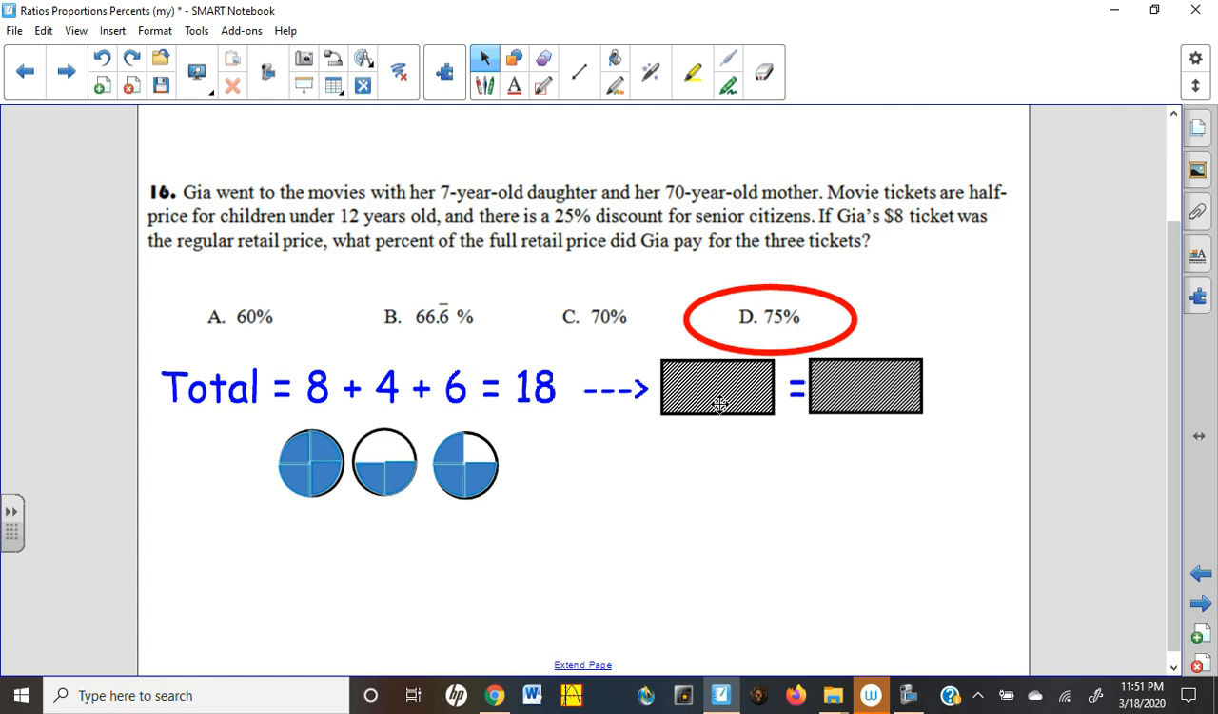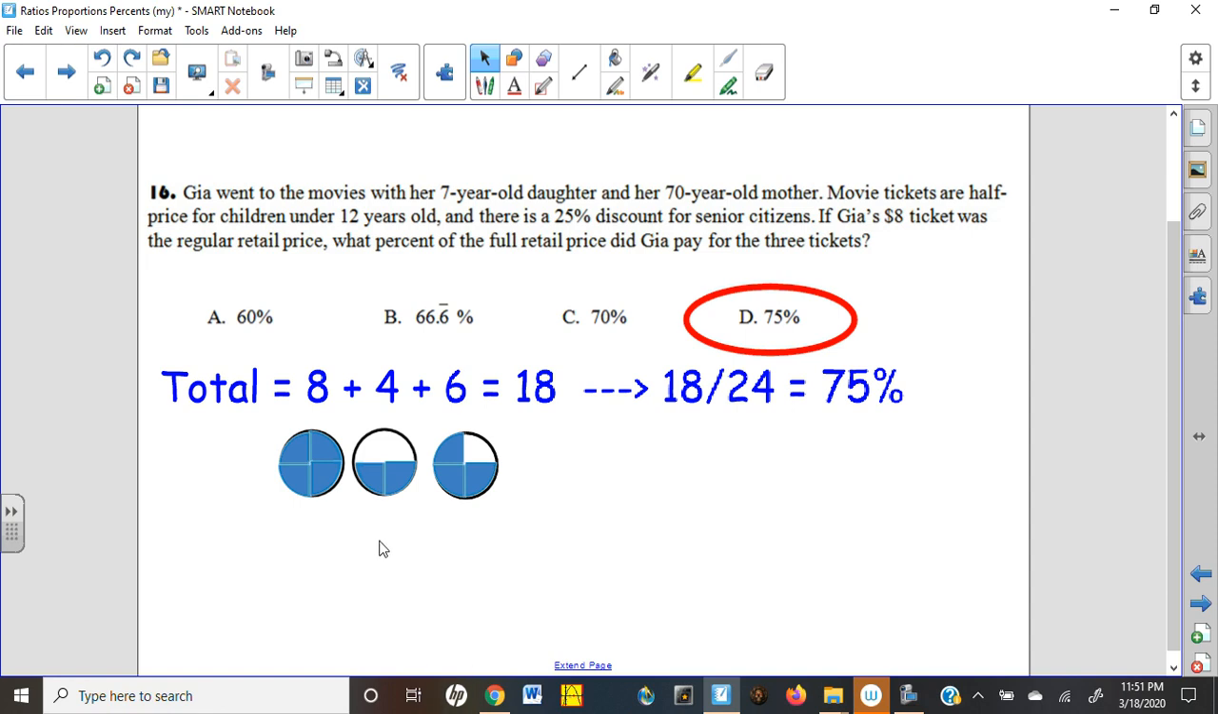But remember what they were supposed to spend? Well, the tickets were $8. They were supposed to spend 8 plus 8 plus 8 for $24, right? Well, that means they only spent 3/4 of the total cost, or 75%. So D is the answer.